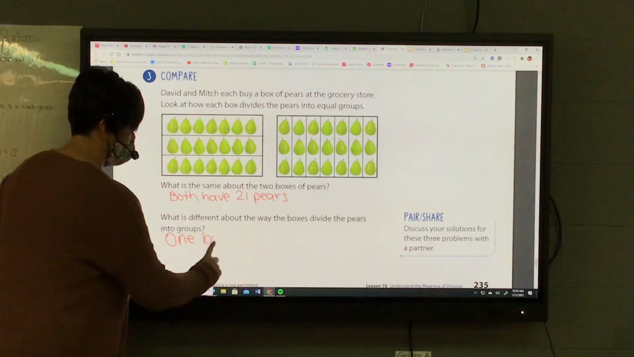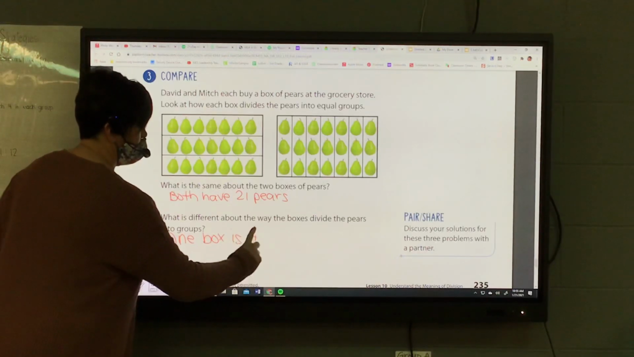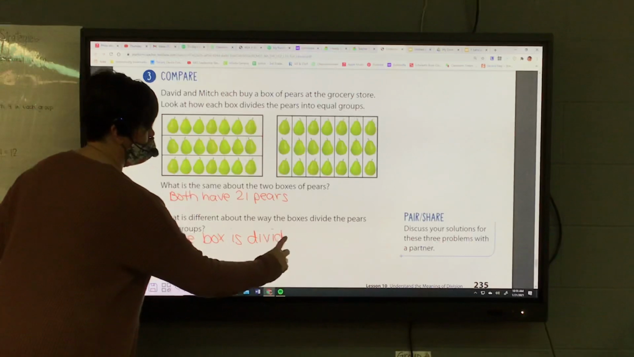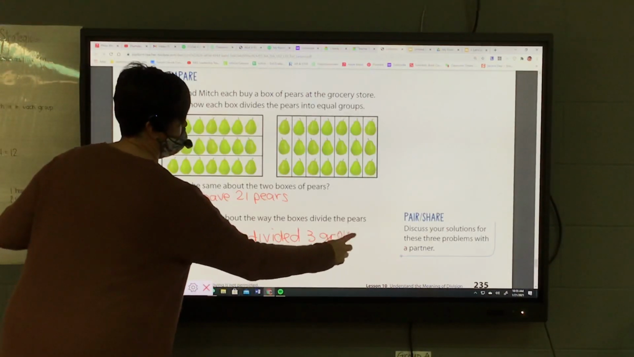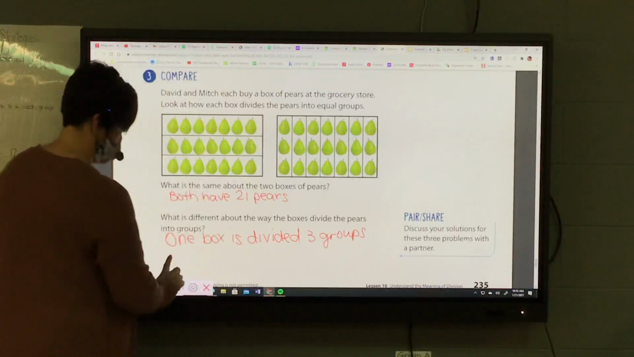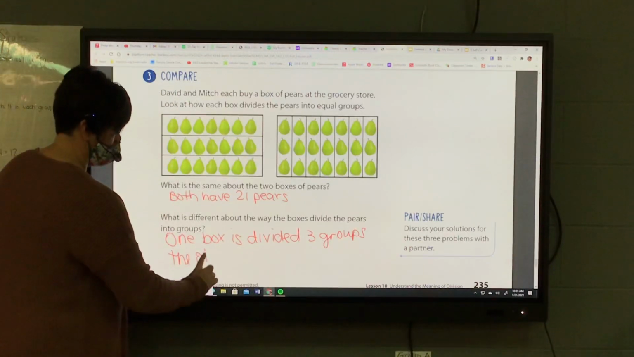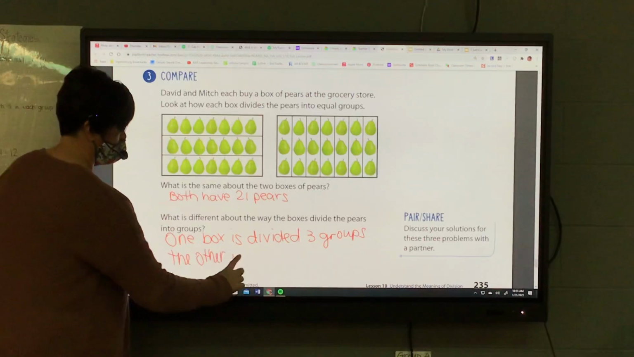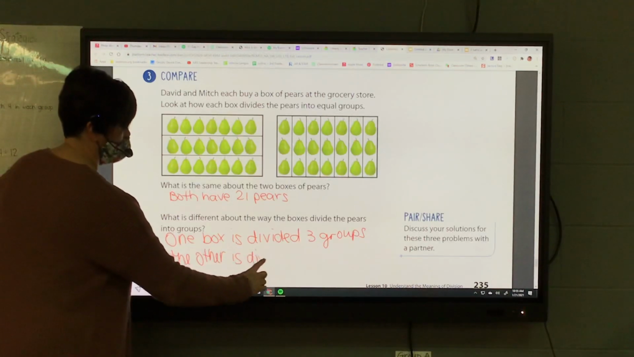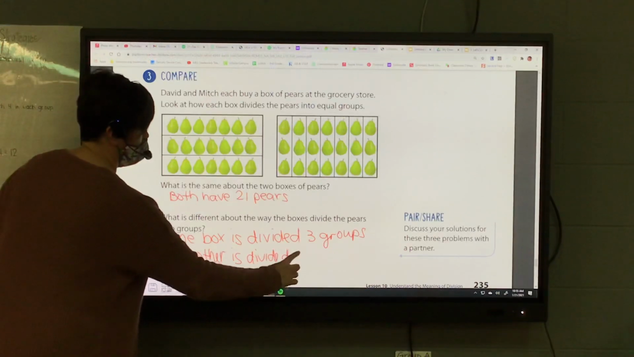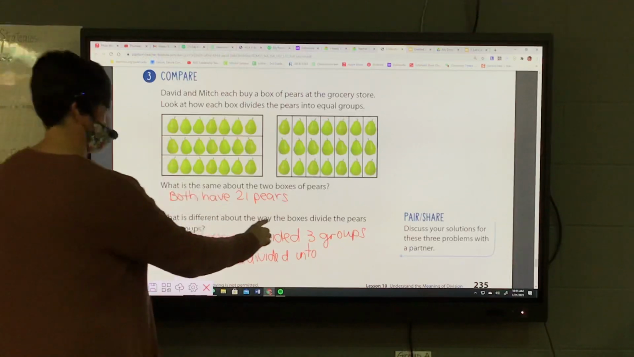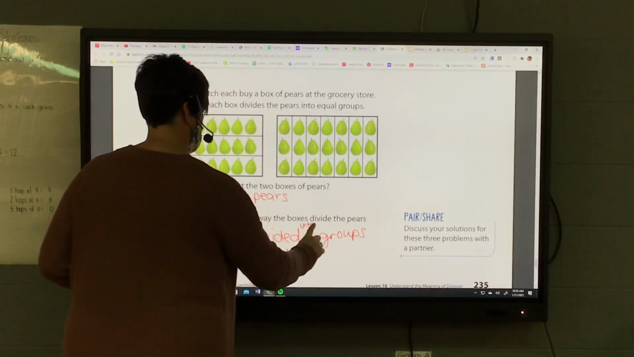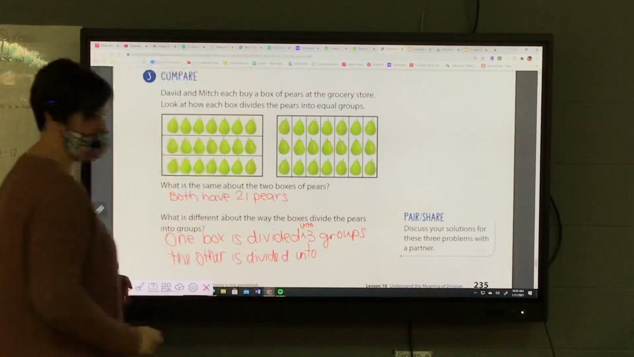One box is divided into how many groups? This first one? 3 groups. And the other box is divided into what? 7. Yes. You put one box is divided. Oh, I forgot the word into, didn't I? Thank you. My brain works faster than my hand does.